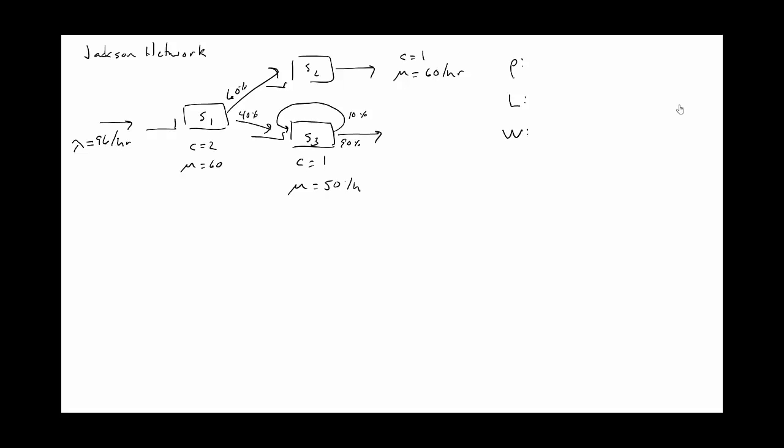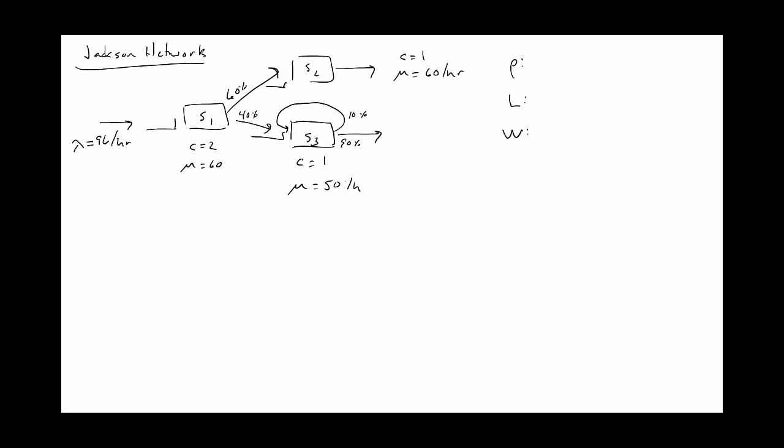So if our system is a Jackson network, which we will define more formally in just a second, what that tells us is that we can decompose our system into its individual single server queuing systems, analyze those independently, and then aggregate the results together to get our system performance. So let's look at what we mean by that.